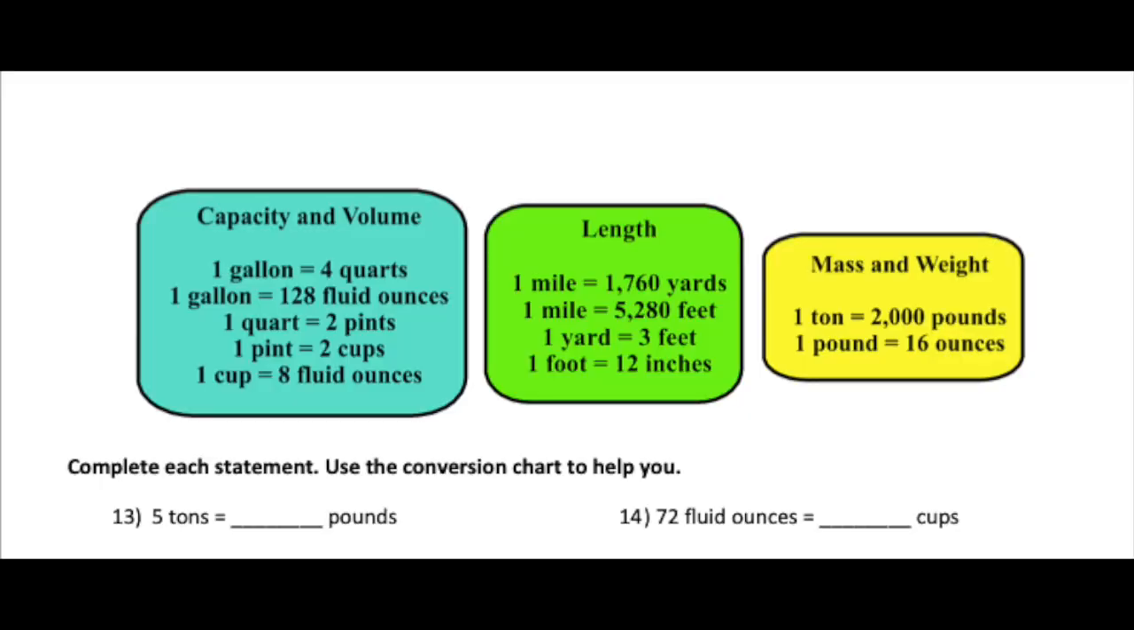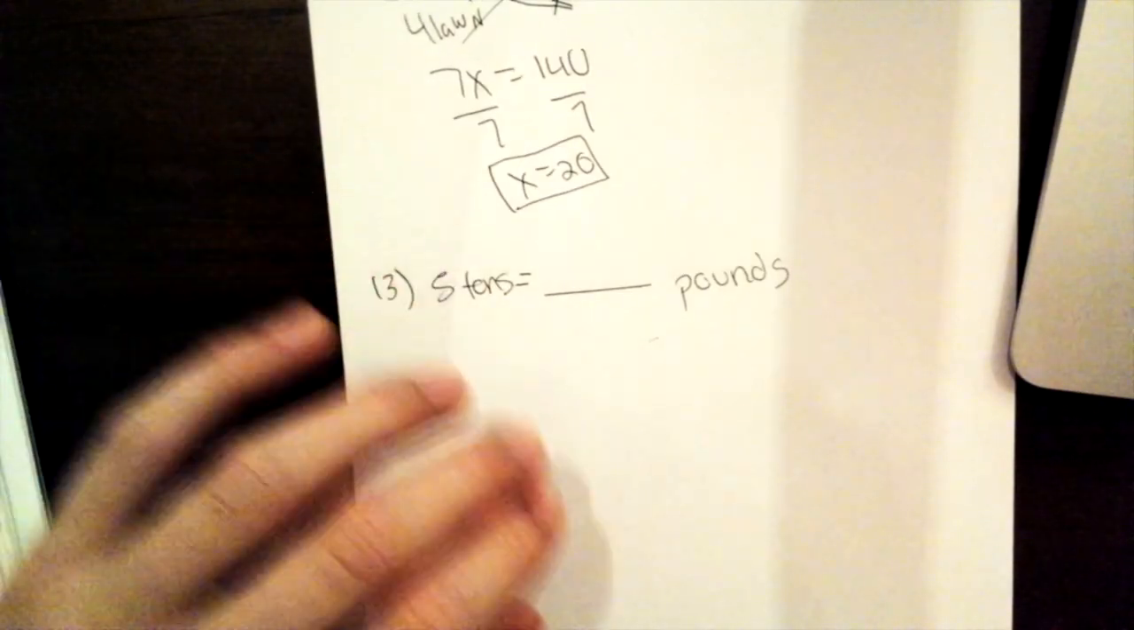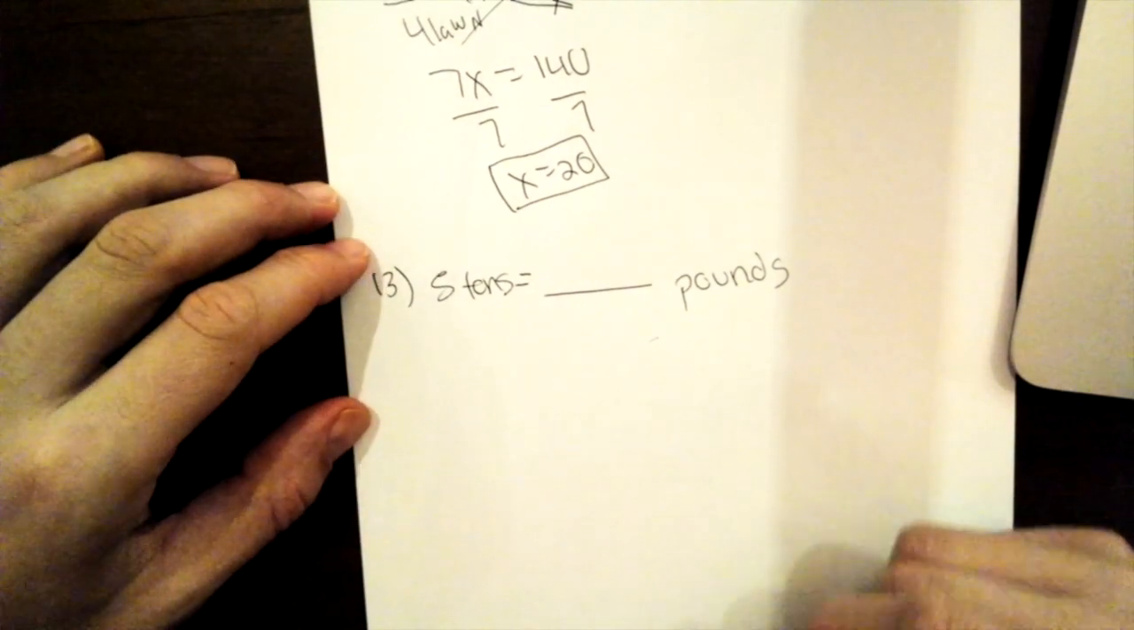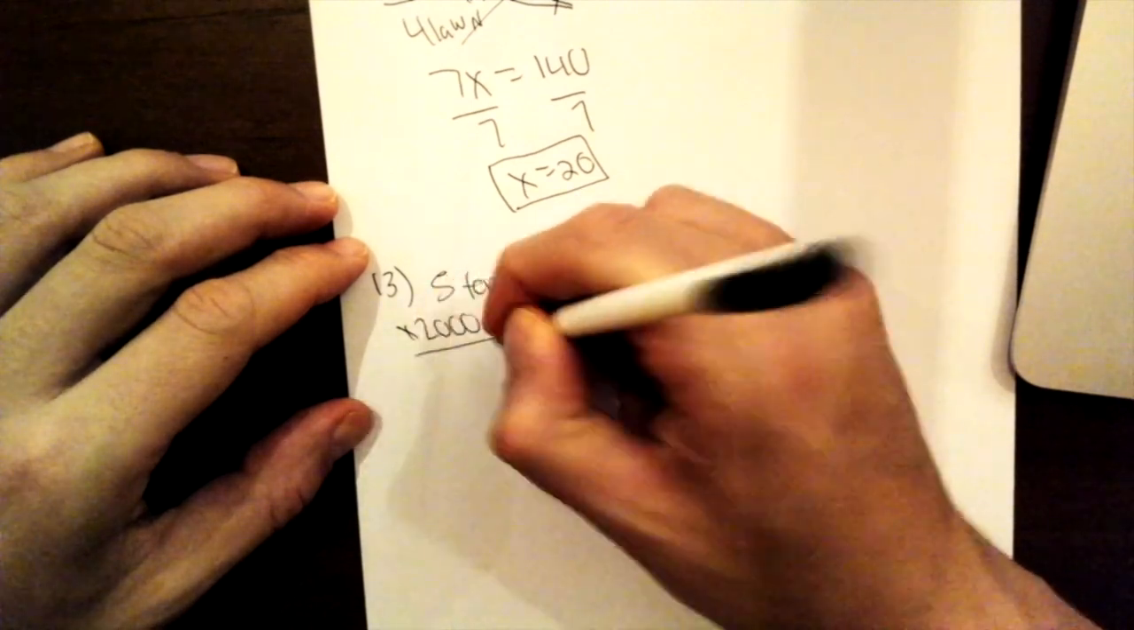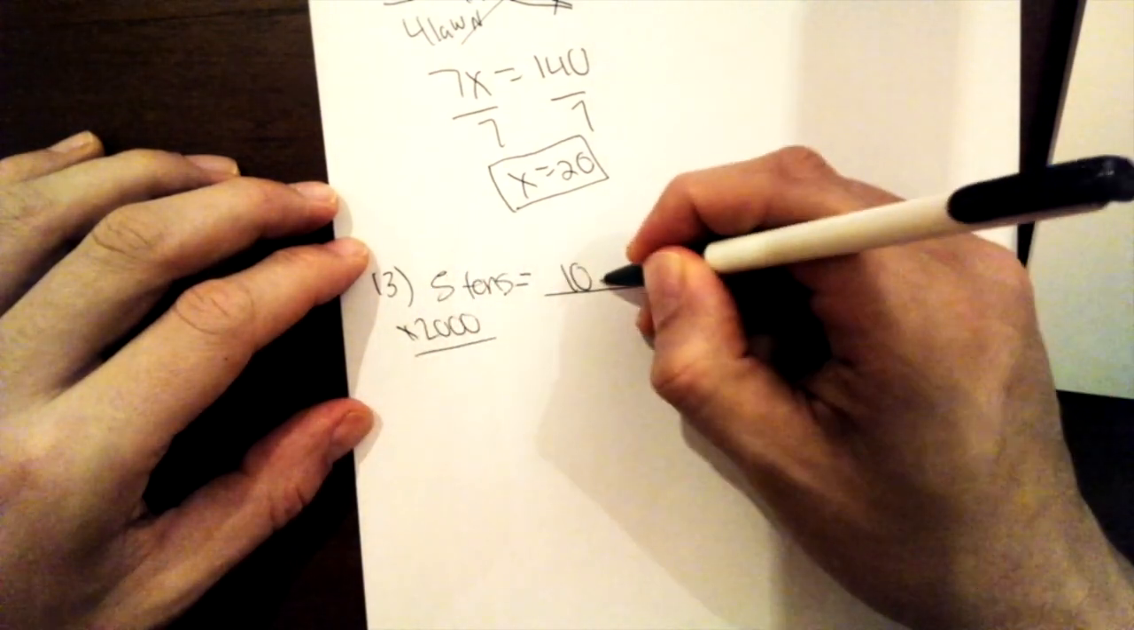So we want to use that table there to figure out how many pounds are in 5 tons. Okay, so if you take another look at that table there, you can see that 1 ton equals 2,000 pounds, and there's 5 tons. So you'll simply just multiply 5 times 2,000.